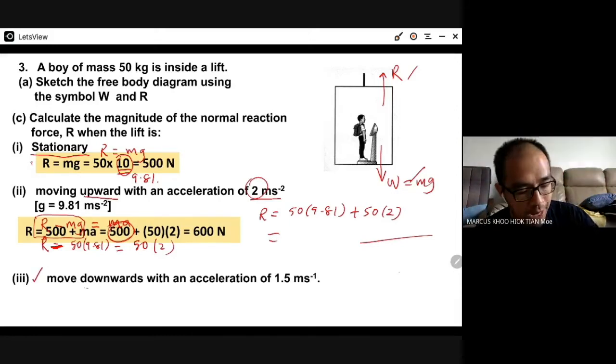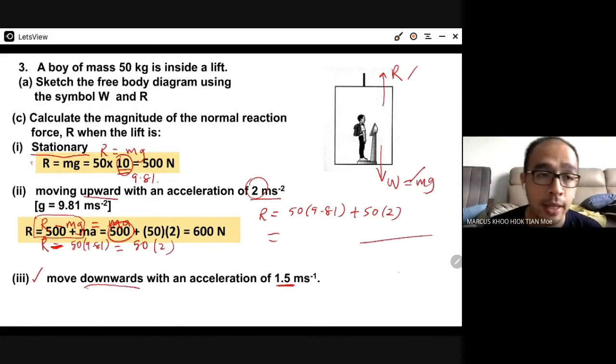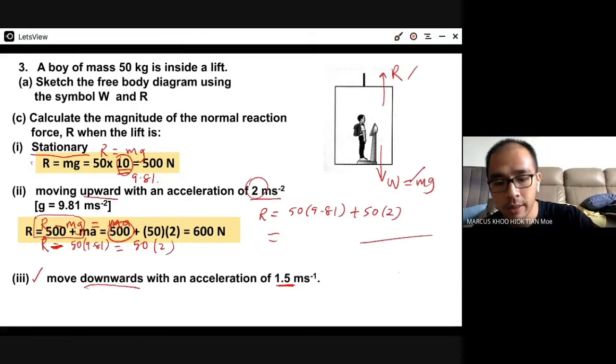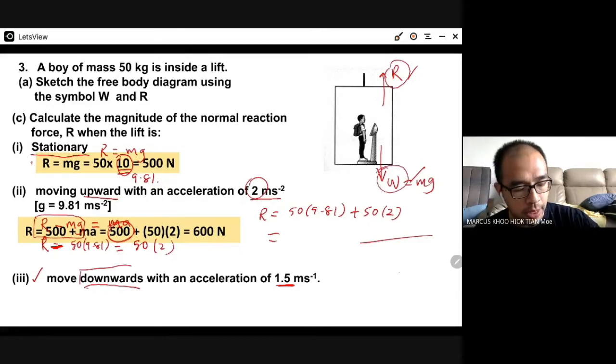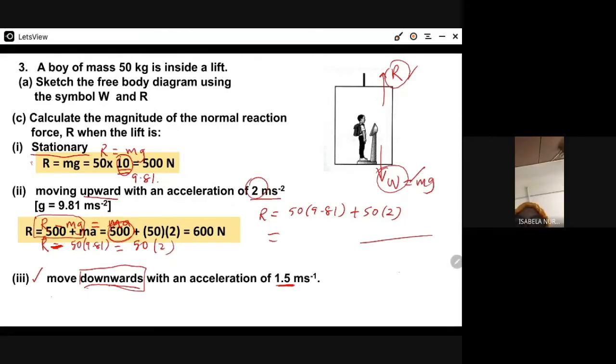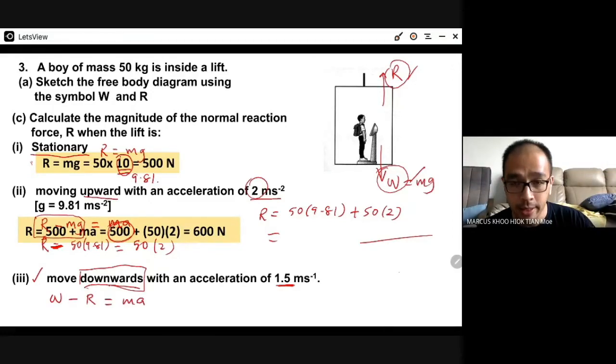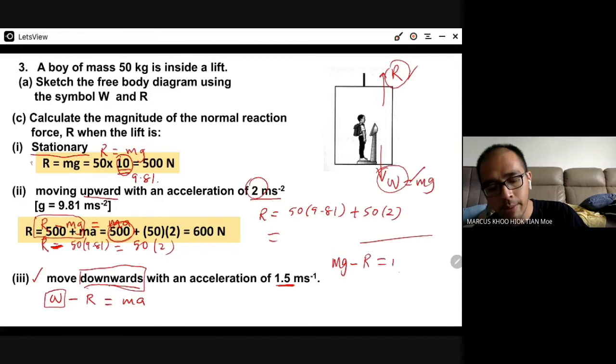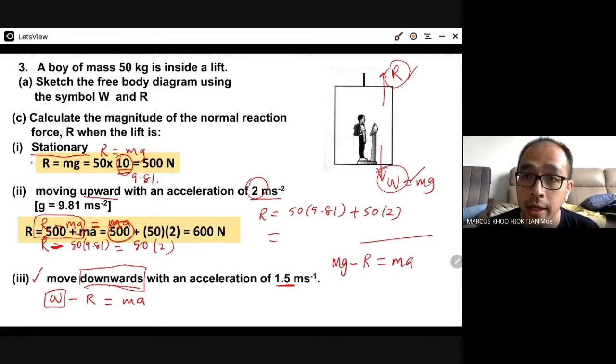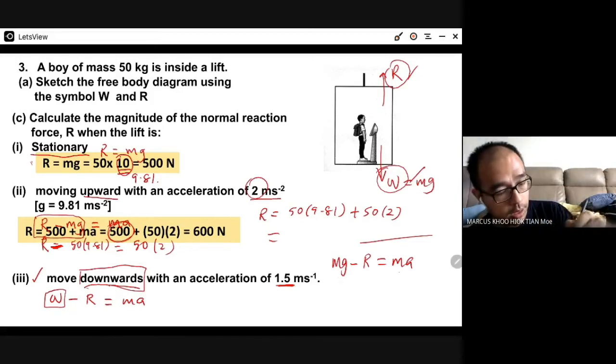Situation number 3, moving downwards with an acceleration of 1.5. Isabella, tell me how I should write my R and mg. In terms of R and W, if it's moving downwards with acceleration, how would I write my R and W? W minus R. Very good. W minus R equals ma, and I can substitute W as mg. So you get mg minus R equals ma, and then calculate R. So you get 50 times 9.81 minus R equals 50 times the acceleration, which is 1.5.